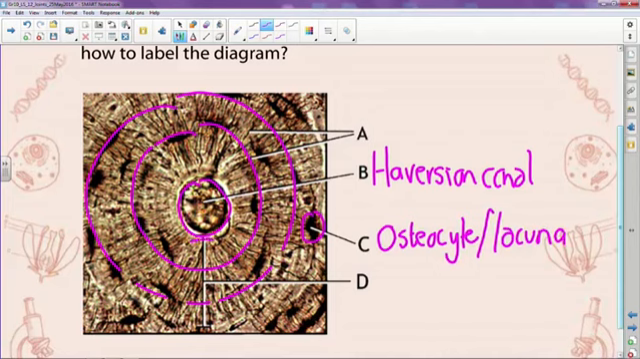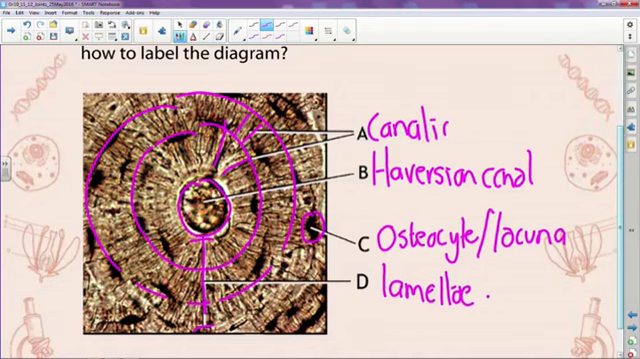Number D is showing us these different rings. Those different rings are called lamellae. And the last one, number A, is all these little black lines. If you can remember, bone tissue is hard, but we need to get nutrients through the canaliculi. So the canaliculi, we need to get all the nutrients and everything through to the bone.